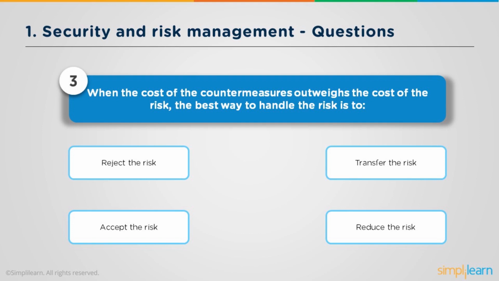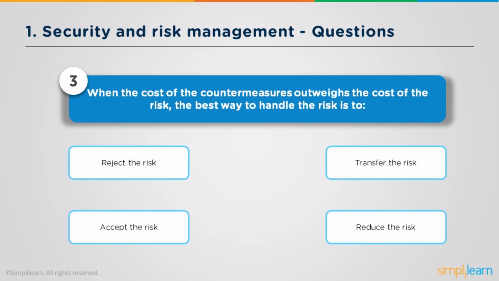So, in this scenario, which is the best way I would do it? Either reject the risk, which is never an option because you cannot reject the risk. Transfer the risk. What is transferring a risk? Transferring it to a third party by purchasing insurance, for example, right? So if I purchase insurance saying if this gets compromised, it's the insurance company who's going to make the payments, I'm safeguarded. Or accept the risk or reduce the risk.